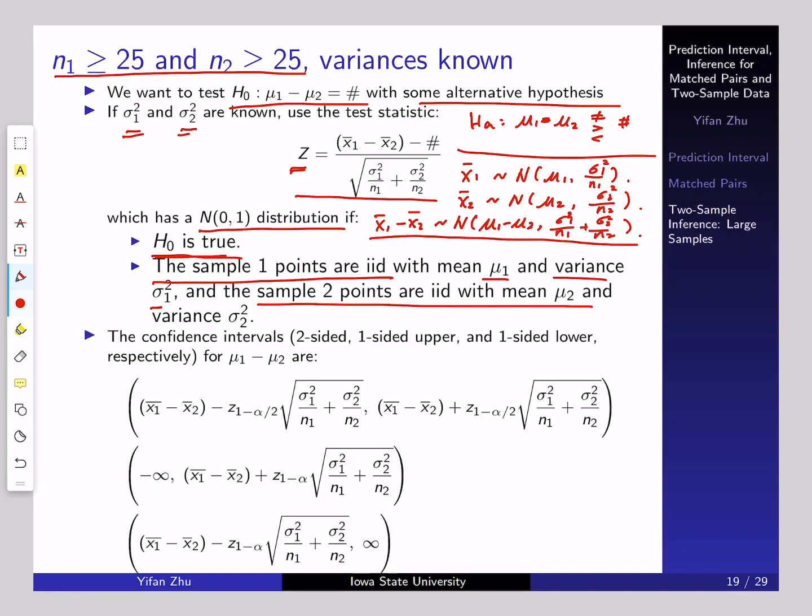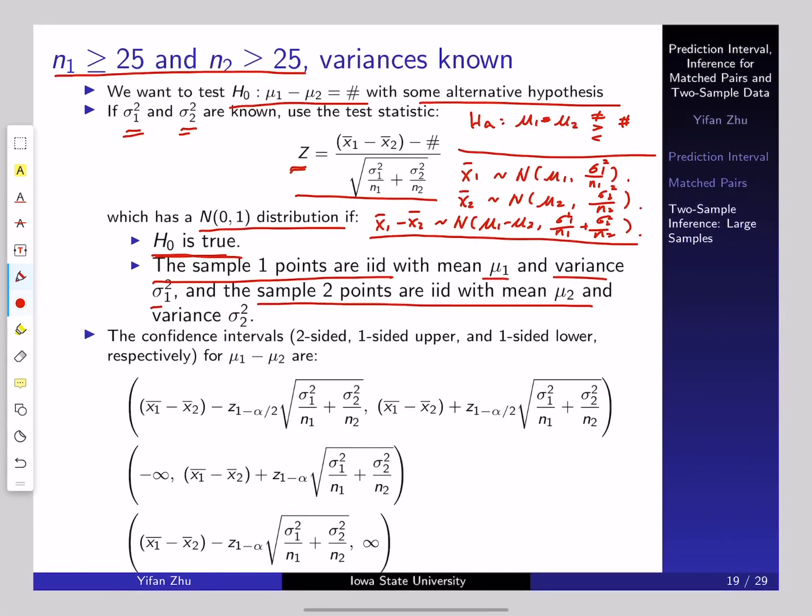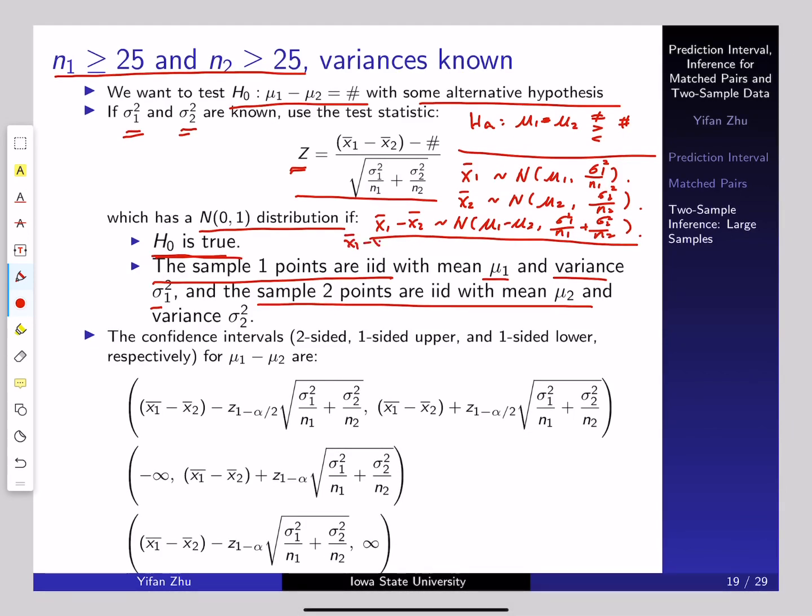So based on this, you will then know that x1 bar minus x2 bar, minus mu1 minus mu2, over the square root of this variance, which is a standard deviation, will be normal 0, 1. Since we are assuming H0, mu1 minus mu2 is just this number. That's why the test statistic has a standard normal distribution.